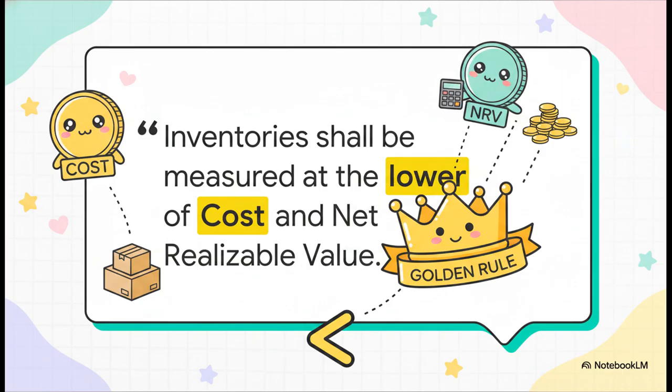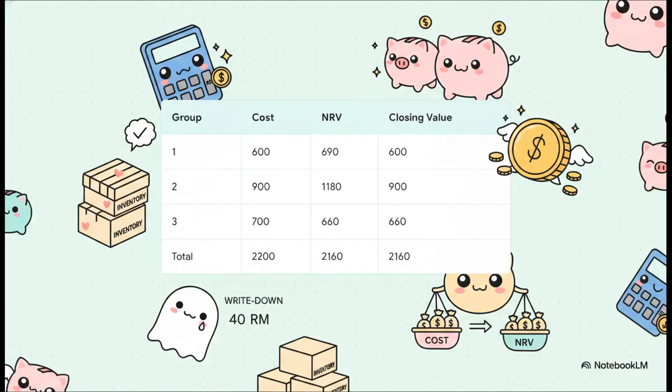We always compare what we originally paid for the inventory, the cost, against what we actually expect to get for it minus the costs to sell it, the NRV. Whichever number is lower, that is the value we use in our financial statements. Let's see this golden rule in action through a group-by-group comparison.